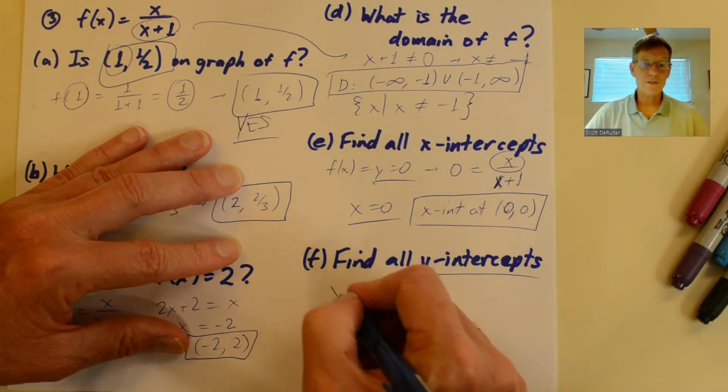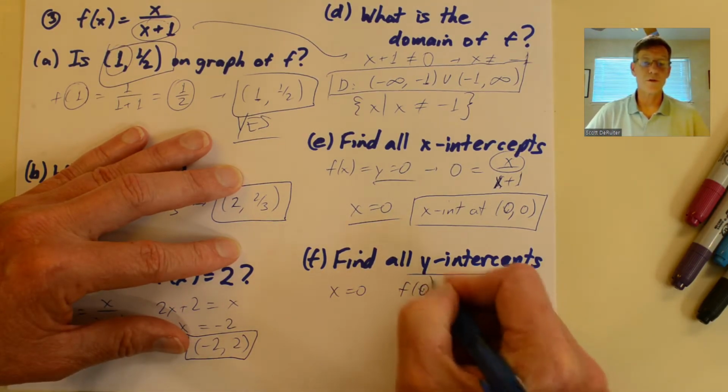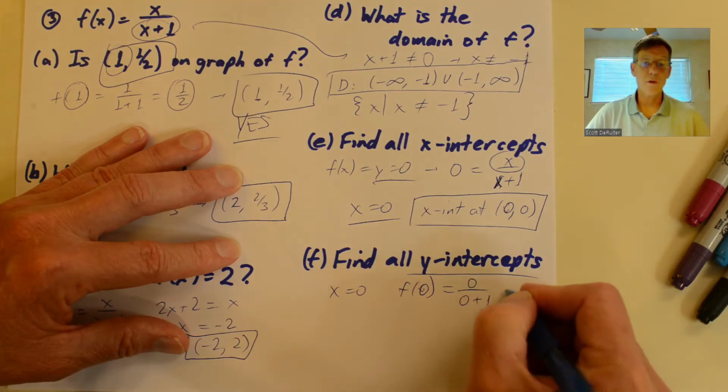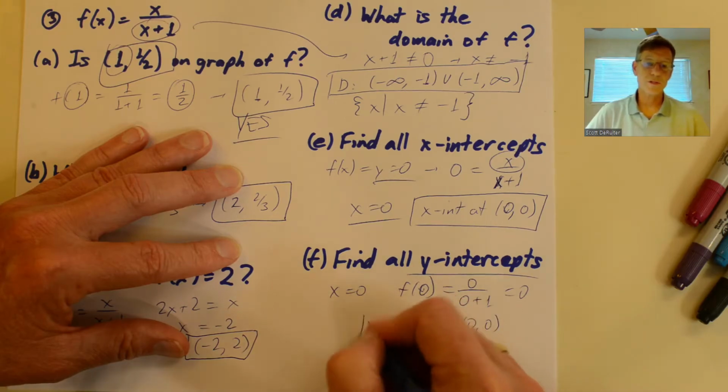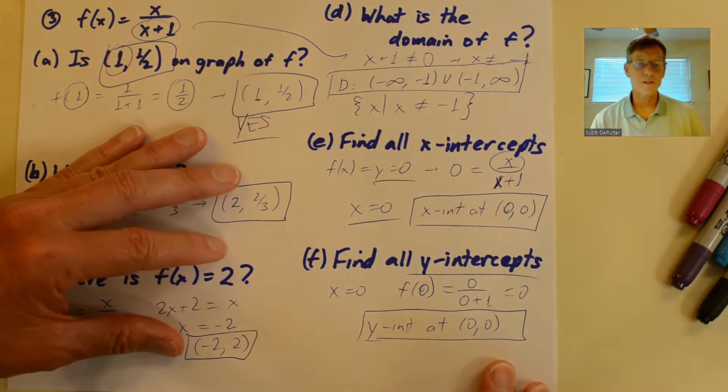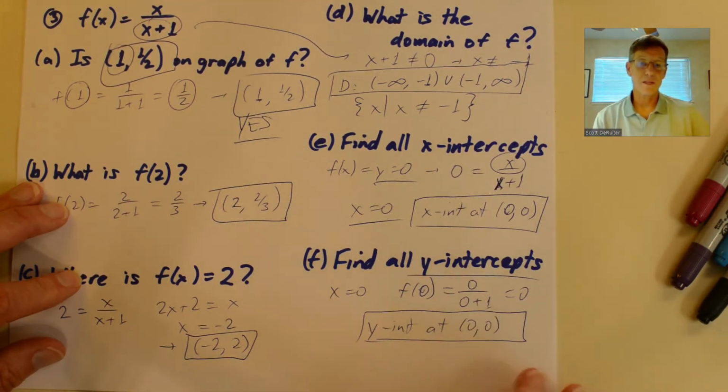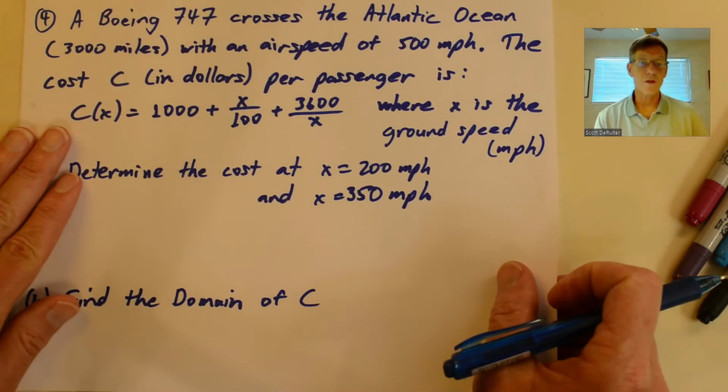For y-intercepts, it's not y equals 0, you set x equal to 0. So just plug in x equals 0, and we get 0. And so the y-intercept is at (0, 0), which is the origin, and the x- and y-intercept are the same because it is the origin. And we'll plot these points toward the end of this video.